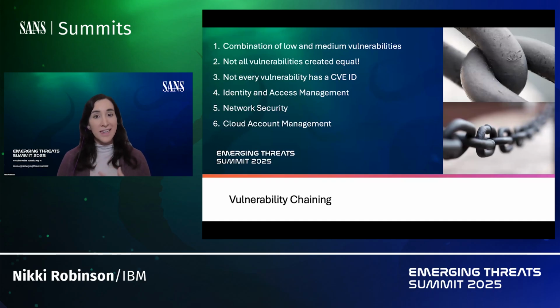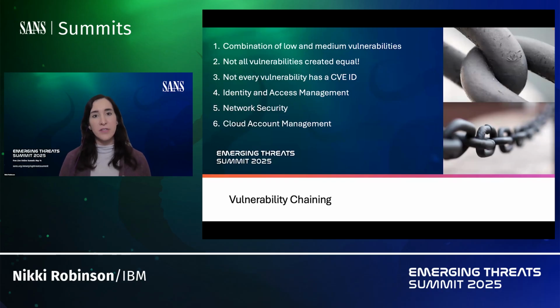But vulnerability chaining has evolved and changed over time, just like technology does. So originally, when we were talking about low and medium vulnerabilities, that was anything that had a CVE ID. But now we're talking about vulnerabilities that exist across environments. Our technical ecosystems are so complex now. We don't just have necessarily a data center anymore. We have a cloud account or multiple cloud accounts. We might have containers or infrastructure as code.